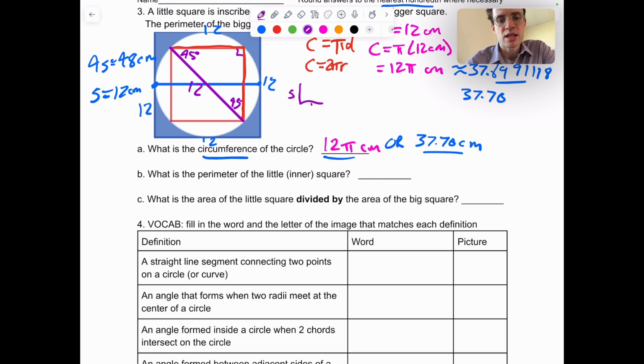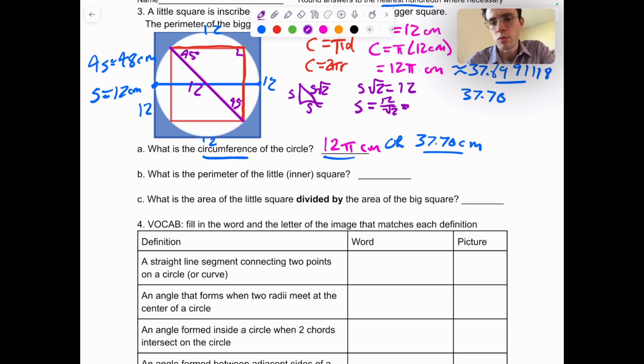The ratio of the sides of a 45-45-90 triangle is side, side, side root 2 for the hypotenuse. So in this case, side root 2 is equal to 12. If we want to find the side, you just divide both sides by the square root of 2. So it'd be 12 over the square root of 2.